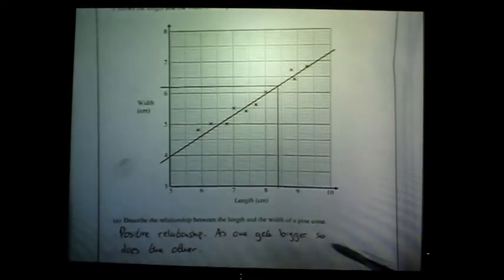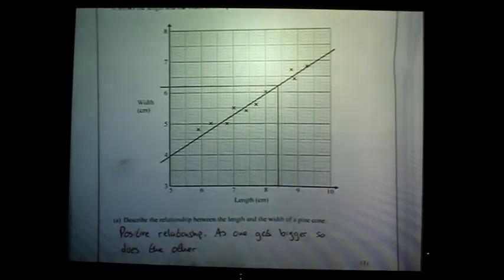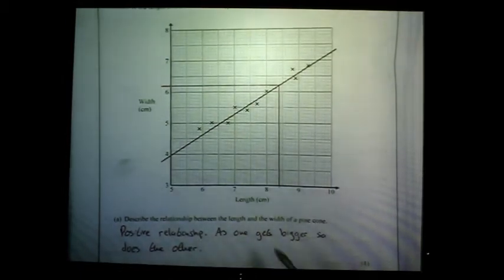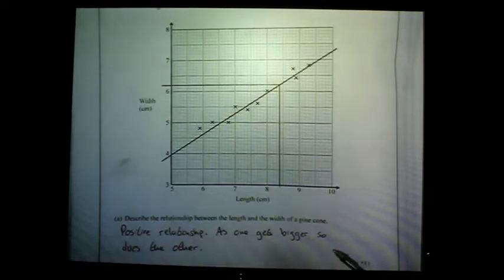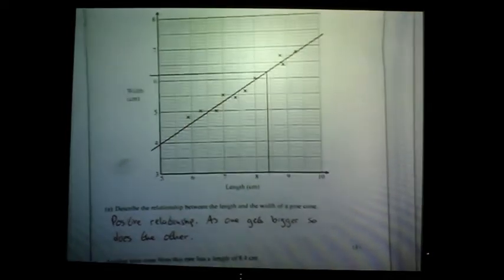Two things you could write. You could put down it's a positive relationship or positive correlation, or you can put down as one gets bigger, so does the other. Either of those is fine.